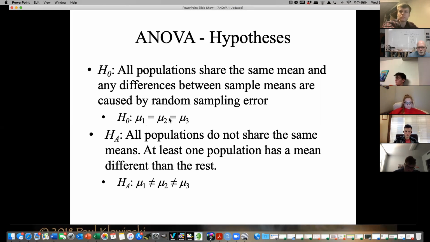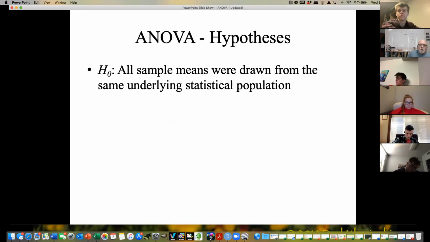So the null is that the means are all the same. The alternative is that at least two of the means are different. No telling which two are different, but it will detect whether there are any differences.